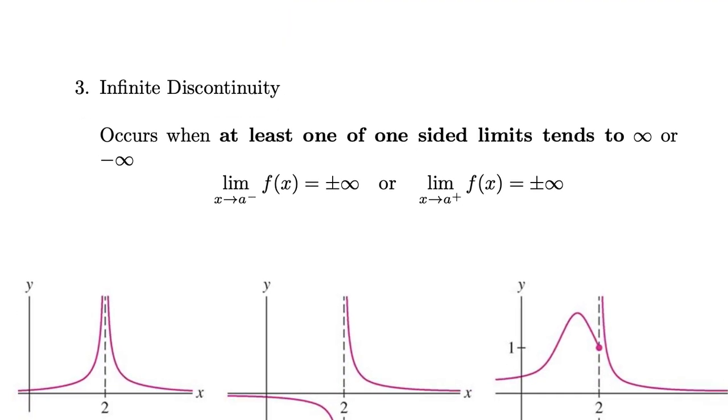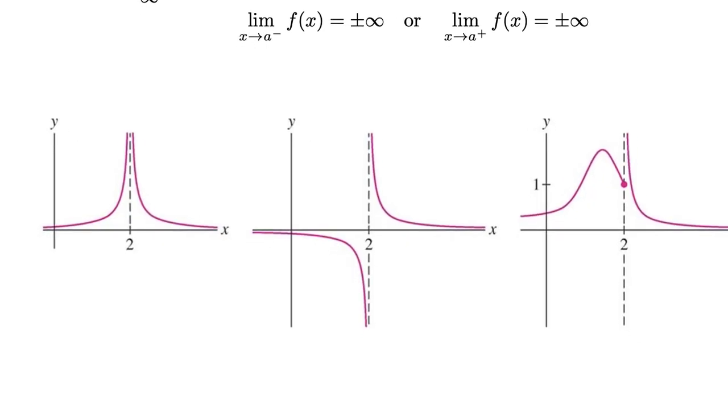The third one is the infinite discontinuity. This, again, is if the limit does not exist. And specifically, one of the sides tends to positive or negative infinity, and that leads to the limit not existing. So here we have some examples. At x equals 2, we see that the limit does not exist because left and right go to infinity, or they do not exist. Here we have, again, positive, negative infinity, and here, only one side is positive infinity, but still, that is enough to make the whole limit not exist.